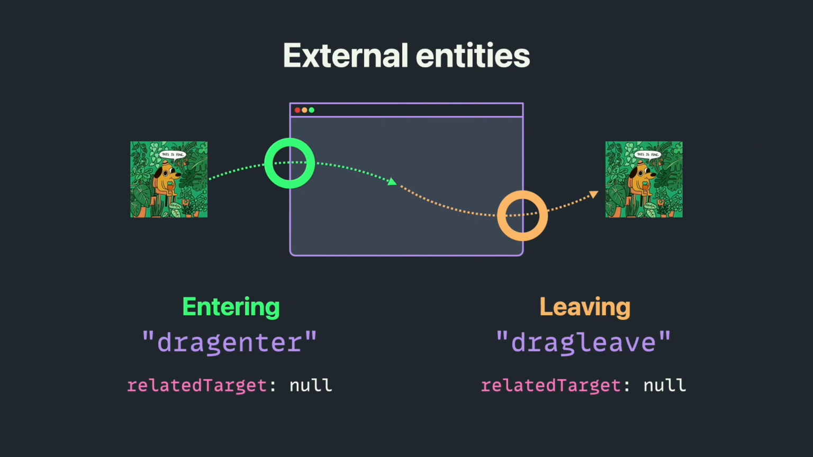Speaking about external entities, this is when you're dragging a file or something into a browser. How do we know? You get a drag enter event where the related target is null. It's pretty funny, but that's true. And if you're leaving, the related target is null. It's going to nowhere, so it's leaving the document.